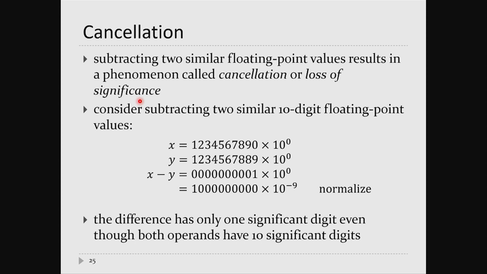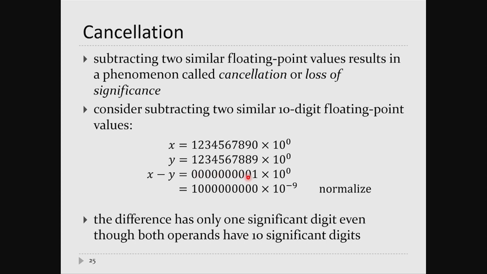So here I'm going to temporarily use 10-digit numbers. Here I've got this big number, 1 followed by zeros, times 10 to the 0. And then I've got the very similar number, off by 1 in the last digit. So when I subtract them, what happens? All of these significant digits, I used to have 10 significant digits, but now the first 9, they're gone.